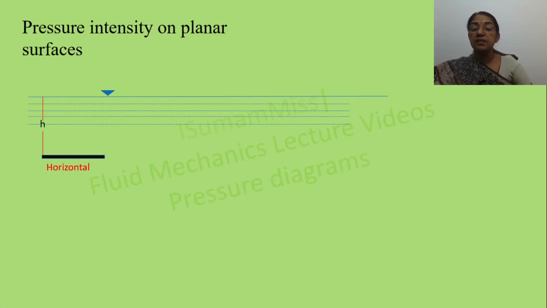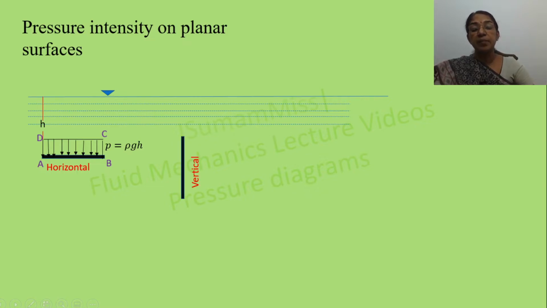The pressure intensity is plotted. It is uniformly distributed at every point. So the pressure diagram is represented by this rectangle, that is A, B, C, D. The area of this pressure diagram, or area of this rectangle, is equal to the total pressure force that is acting on this horizontal plane per unit width. This can be explained in more detail by considering a vertical plane.